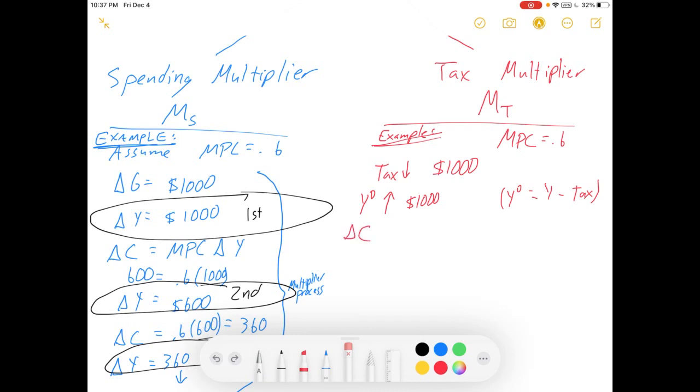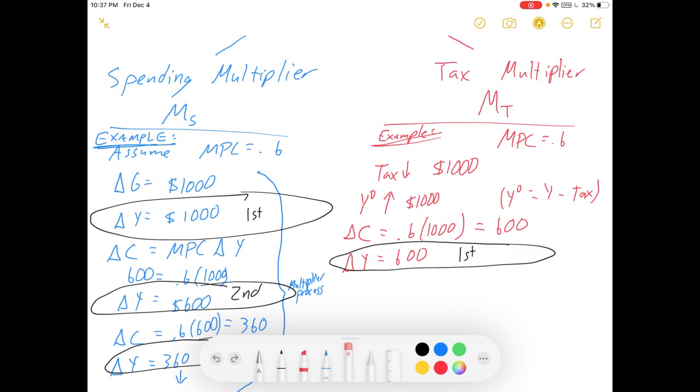So, our change in consumption, because there will be a change in consumption since we have more money in our pockets, is 0.6 times the change in disposable income, which is 600. Which means our GDP rises by $600. And this is the first round of increase in GDP.